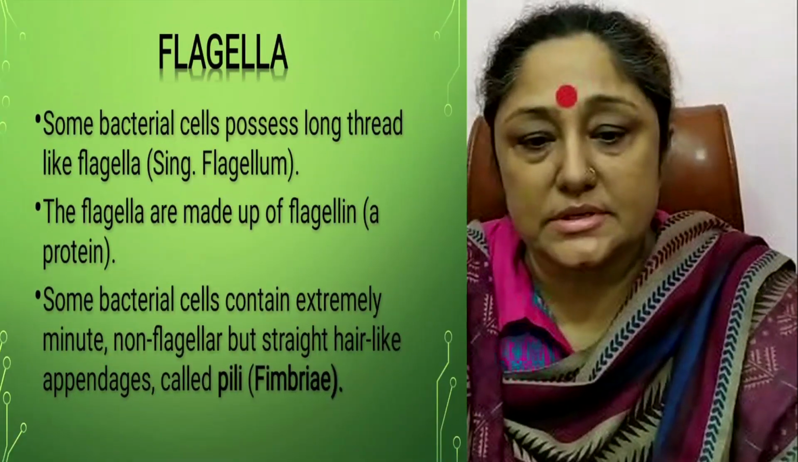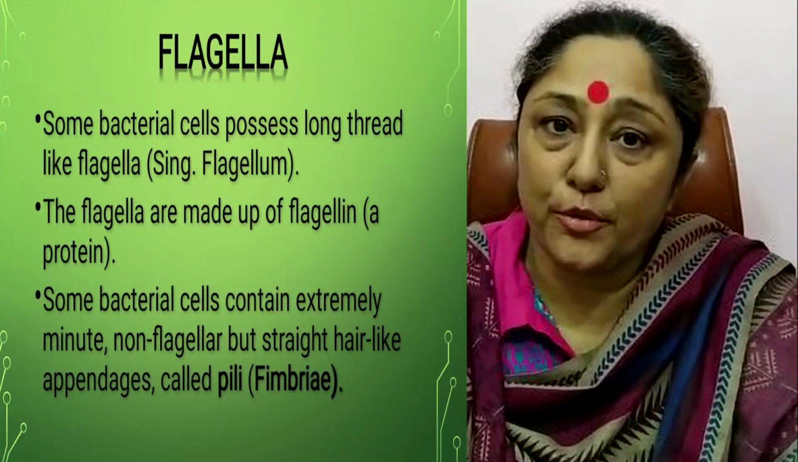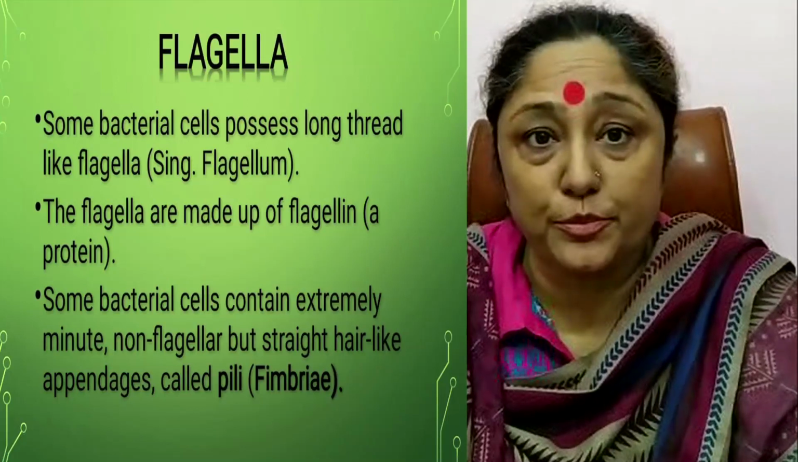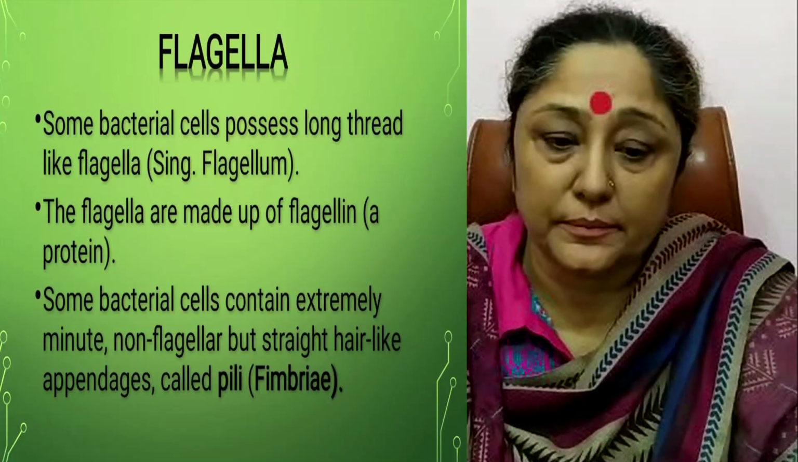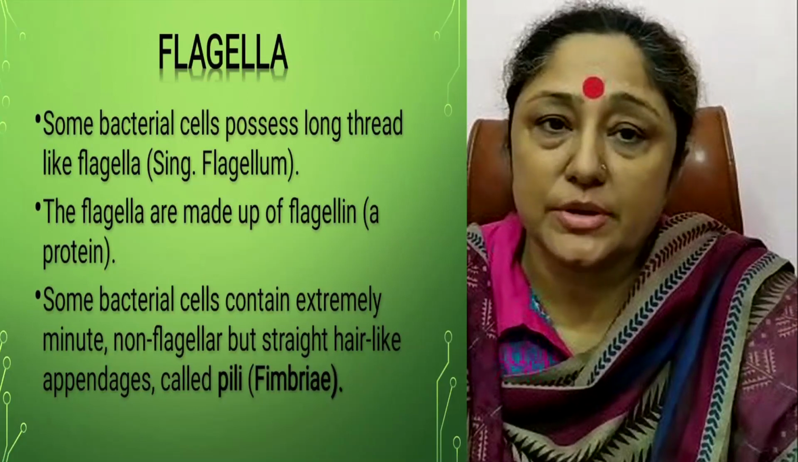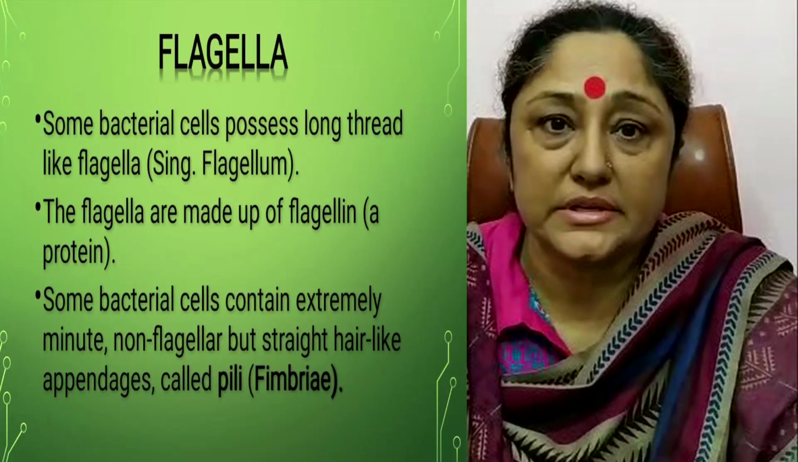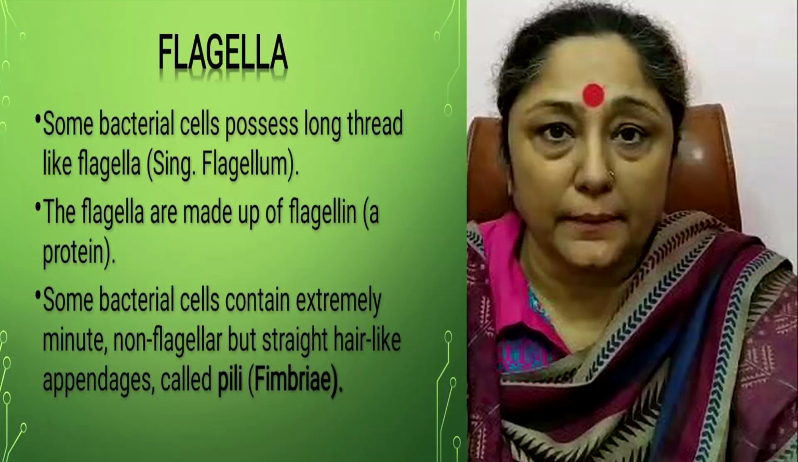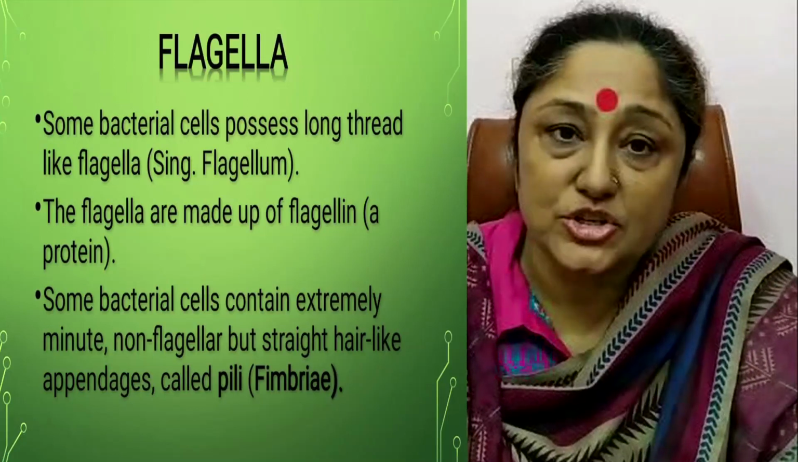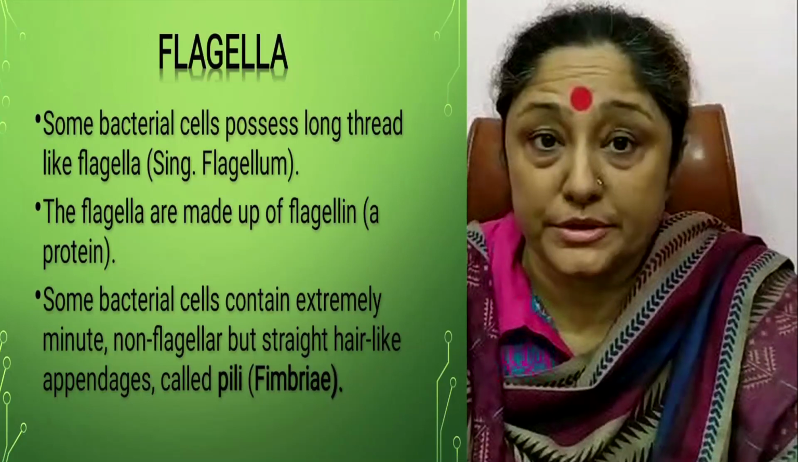Bacterial cell possesses long thread-like flagella. The singular form is flagellum. And these flagella are made up of a protein called flagellin. And some bacterial cells contain extremely minute, non-flagellar but straight hair-like appendages called pili, which is also known as fimbriae. And these flagella help the bacteria in its locomotion, in its movement.